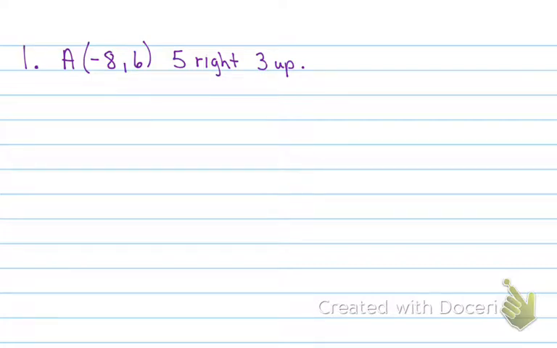All right, can anybody raise your hand and tell me what it's going to be? Aiden? 39. No. Isla? Yes, (-3, 9). So -8 plus 5 is -3, and 6 plus 3 is 9. Okay, so we're just adding those.